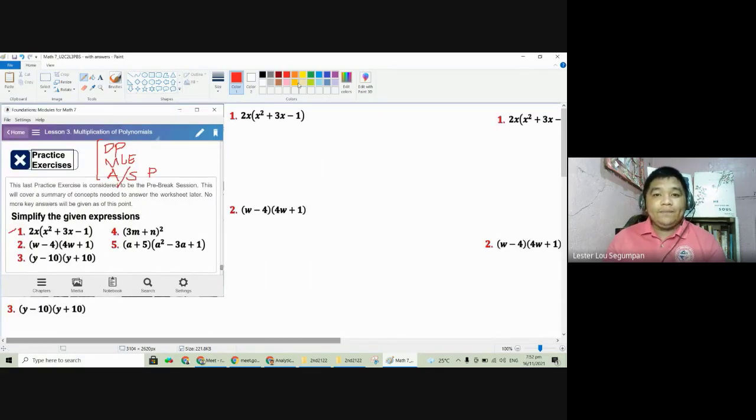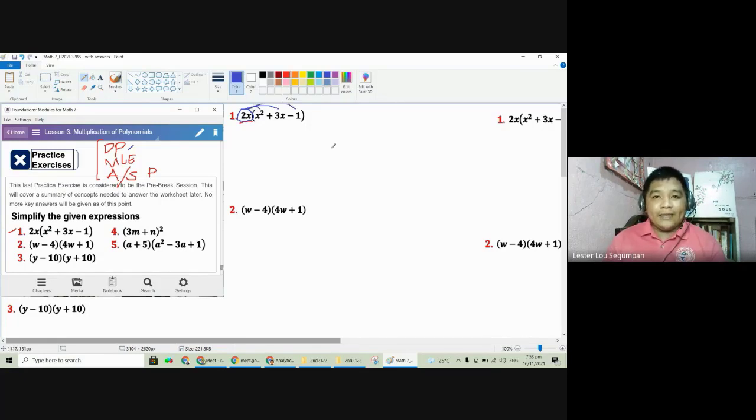Considering number one, we have here the monomial term 2x to be multiplied to a trinomial expression, x squared plus 3x minus 1. In doing so, we just need to apply first the concept of the distributive property. And what is that? Looking at this term here as the monomial term, we can distribute this to all the terms inside the trinomial expression.